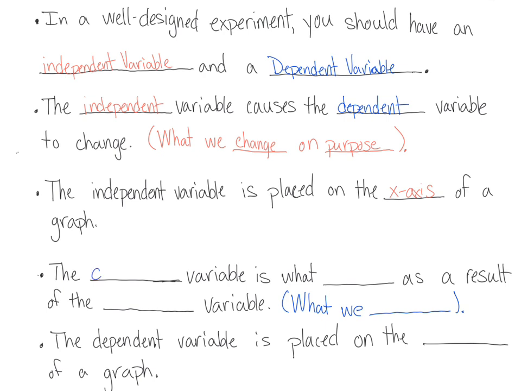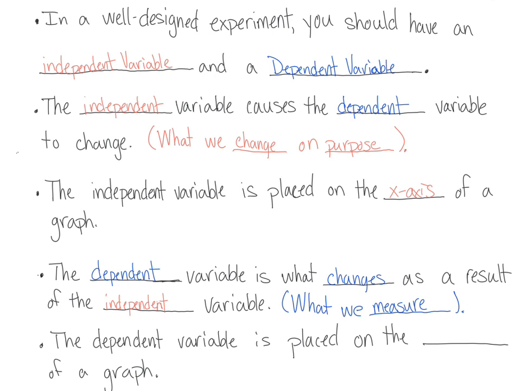The dependent variable, alternatively, is what changes as a result of that independent variable. Again, there is a trick to finding this in an experiment. The dependent variable is usually what we measure.